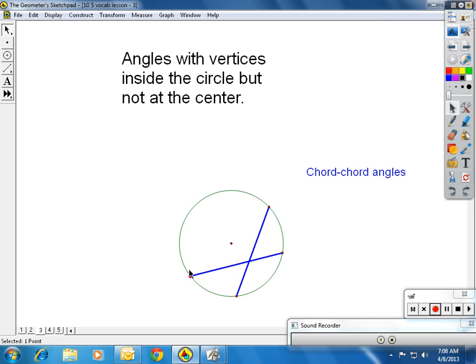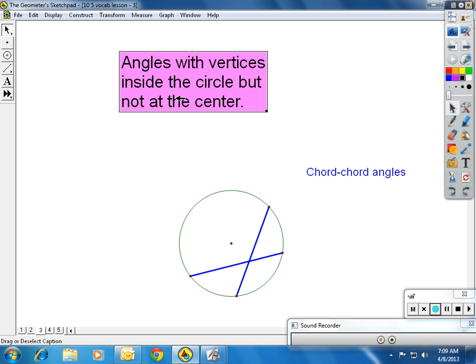In lesson 10.5, we are going to be solving problems, being able to find these angles depending on the arcs. Okay? So that's vertices inside the circle, but not at the center. We call those chord angles.